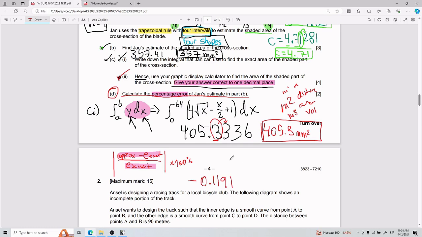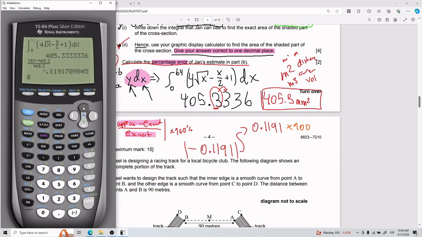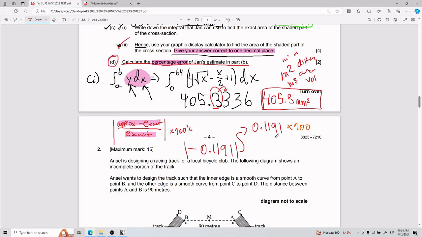From here, what the absolute value does is that it turns it positive. So I end up with positive 0.1191. And the moment you multiply it by 100%, you're really multiplying by 100. So if I first turn it positive with the absolute value, and then I multiply it by 100, notice what the decimal does. You're moving the decimal place twice to the right, and you end up with 11.91.